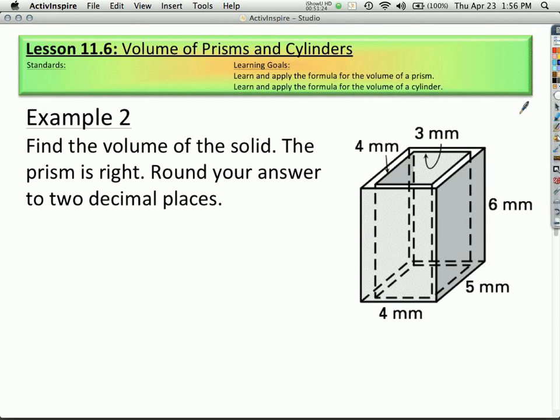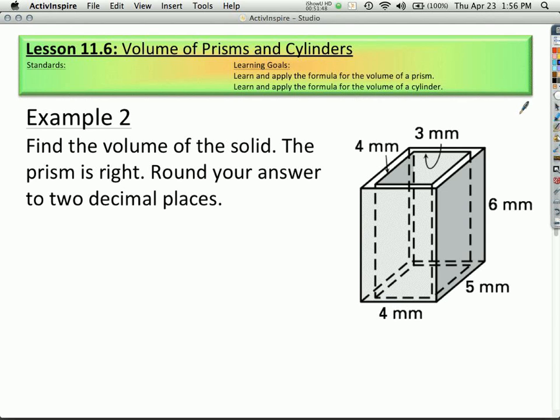Most objects that we deal with in the real world are not perfect. They might be close. We all love our smartphones. They all look like they're rectangular prisms, but they're not exactly. Most of them have a curved part or something like that. So you've got to be able to extrapolate the ideas that you learn in the classroom to the real world.